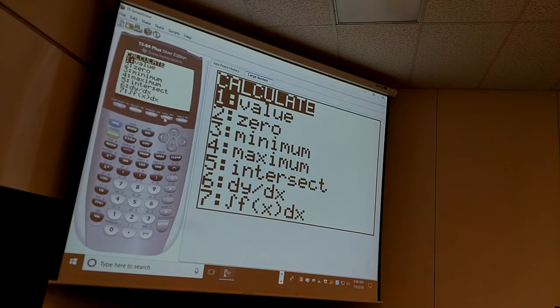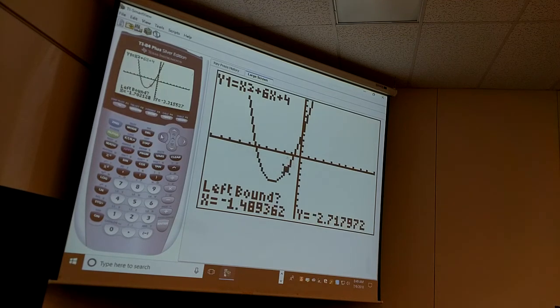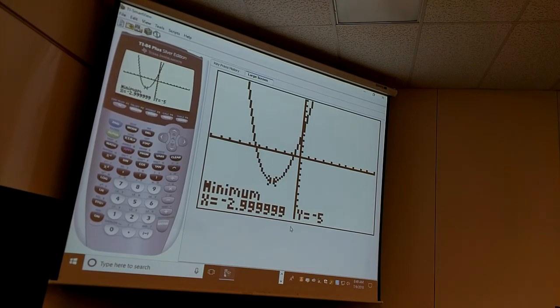So if we go to minimum, number 3, and again, it's going to ask me for a little area to search in. Go to the left of it. Go to the right of it. See up here? Little area to search in. And then if I go right on it, as close as I can get, let's see what it tells me. Yay! Why is that cool? Okay, did it tell me negative 3? Not officially, but that's it trying to tell me negative 3.